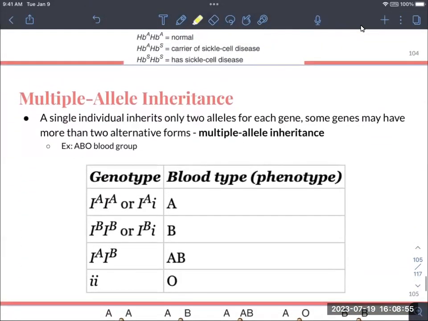So multiple allele inheritance. Somebody inherits two alleles for each gene, but some genes may have more than one alternative form. That is multiple allele inheritance, where there is more than one allele, like the ABO blood group.